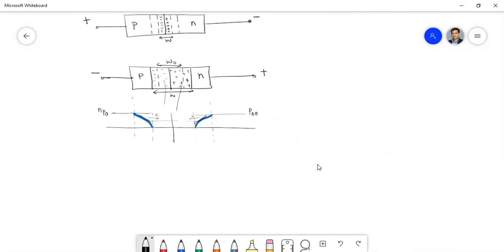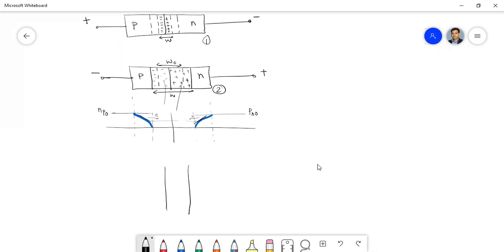Okay, so if I take the earlier one, that is this one. So this is your figure 1 and this is your figure 2. So if I refer to figure 1, because that is the figure corresponding to forward bias, what happens?